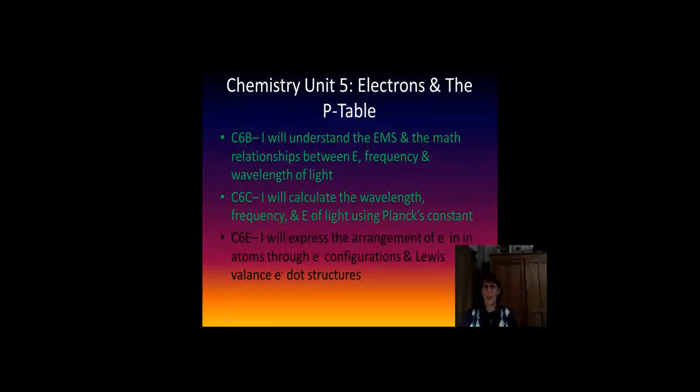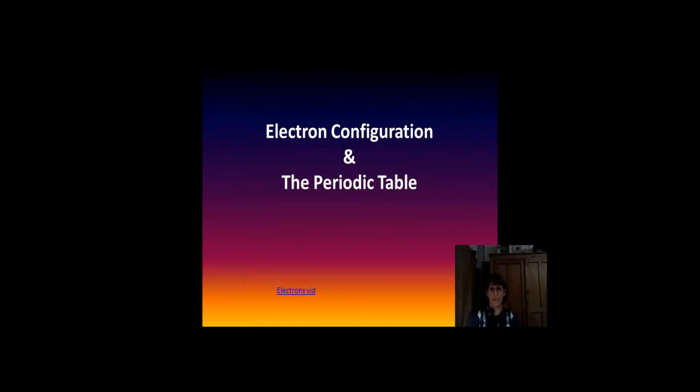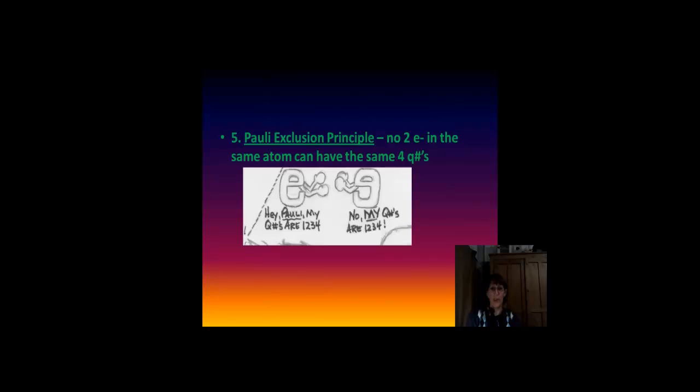Okay, this is Miss Howard's Chemistry class, Unit 5, Electrons in the Periodic Table. We're on the PowerPoint section number 4. We're still talking about electrons, so we're working on C6E, the electron configuration. And we're ready to talk about some more ways that we can figure out where those electrons are in the atoms. And number 5 on your notes is the Pauli exclusion principle.